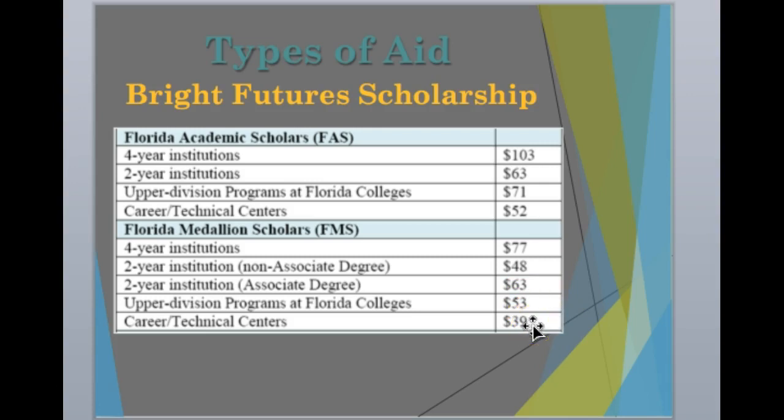Once the student earns the scholarship, the money is distributed directly from Bright Futures to the university or college. It does not go through you. The funding transfers directly from the state to the university or college in Florida that the student attends.